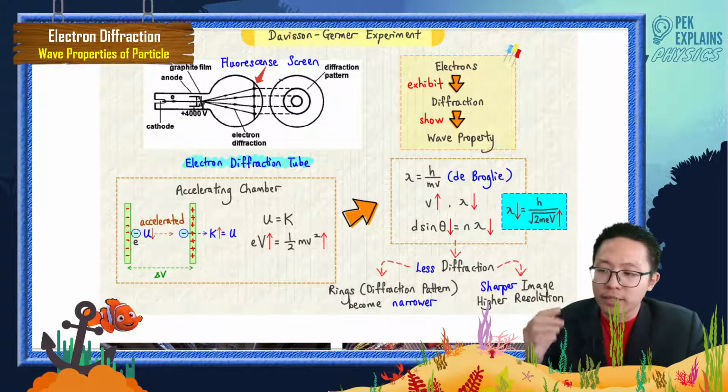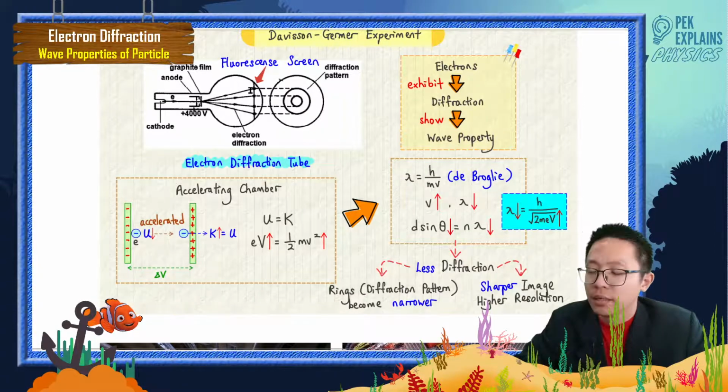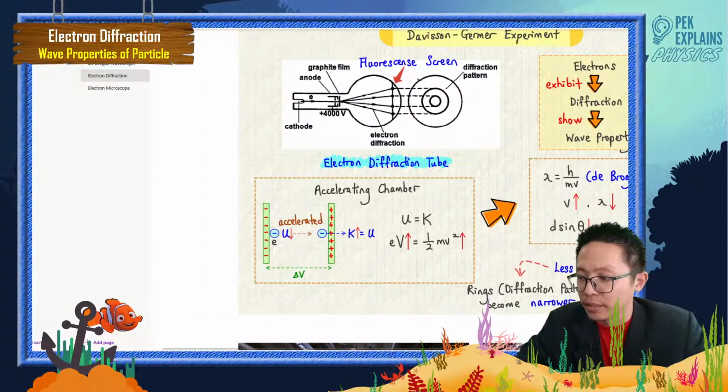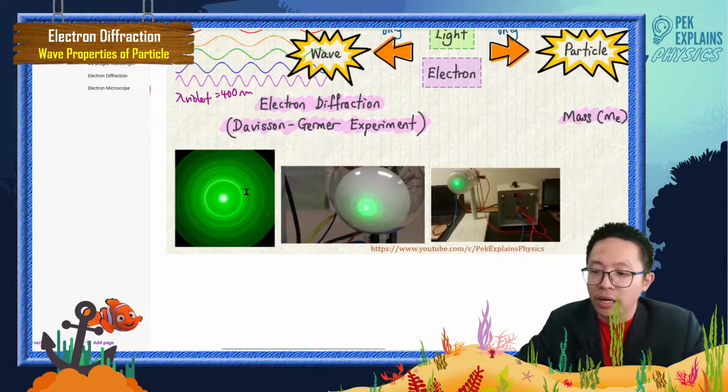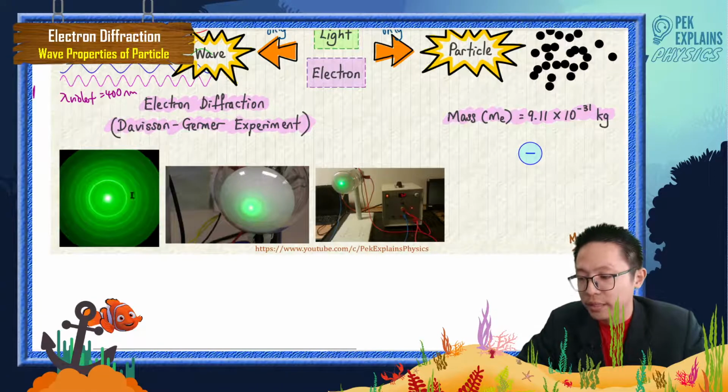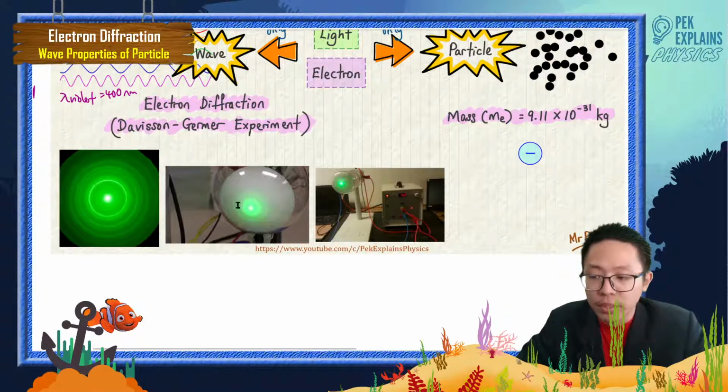The graphite film is just like a diffraction grating, so it will diffract, and then it will show rings, like what is shown over here. This will be caught on the screen. The white color here is called the fluorescent screen. When the electron beam strikes this fluorescent screen, it will emit green light.